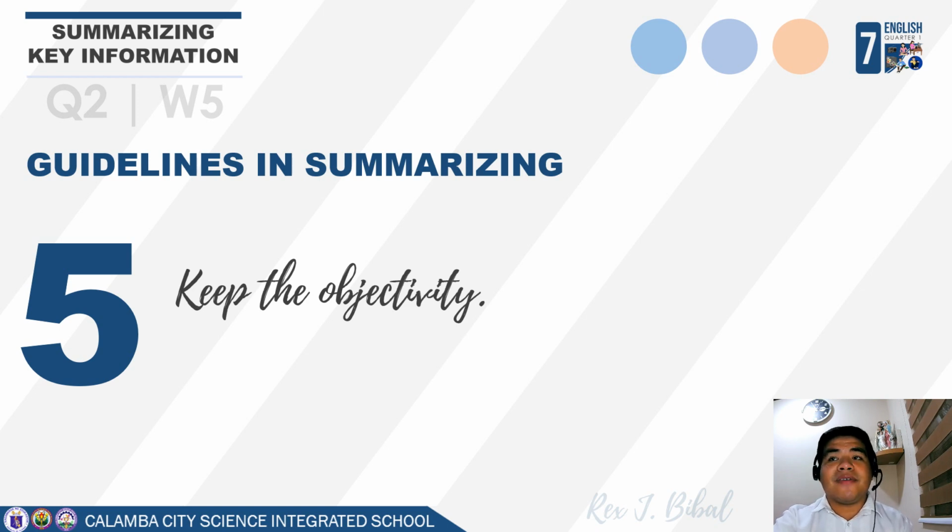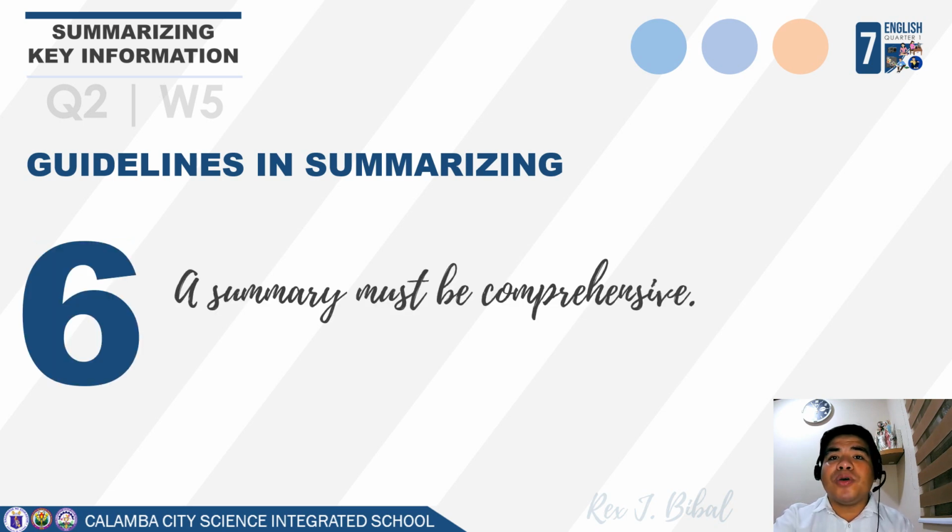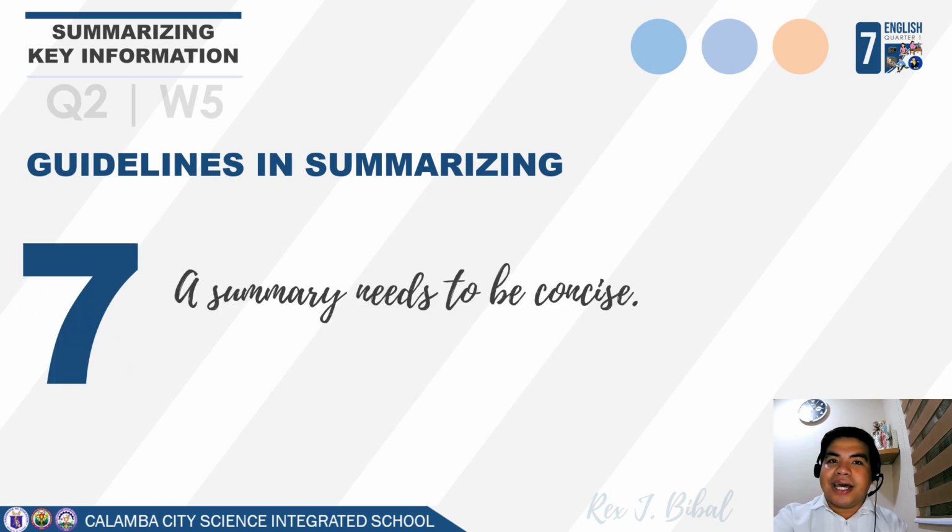When summarizing a given material, one must remember to be as objective as possible. This means that you should not include your personal opinions on the ideas of the original text. Remember that. The sixth one is to keep your summary comprehensive. This means that as a writer, you should be able to identify all the important ideas from the original material to keep the meaning complete in the shorter version that you will be writing. Make it comprehensive.